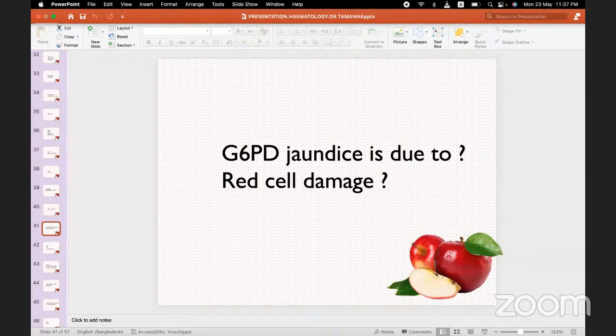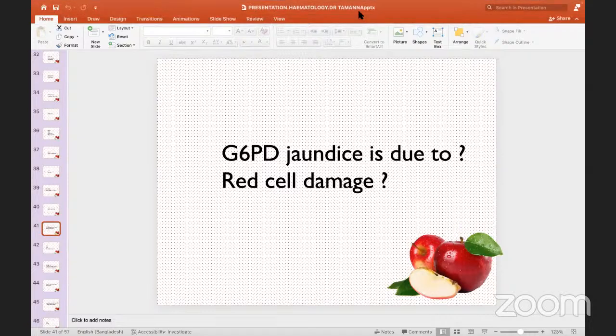Now, can G6PD deficiency cause problems in a neonate or no? Yes or no answer? Yes. Do you think that without any drug, G6PD can develop? Yes, very good answer. G6PD can develop even without any drug. It is one of the most common causes of severe hyperbilirubinemia in neonatal life. I said severe, not mild, because mild jaundice is physiological jaundice. Moderate jaundice is breast milk jaundice and ABO incompatibility, and the severe variety of jaundice is RH incompatibility and G6PD.